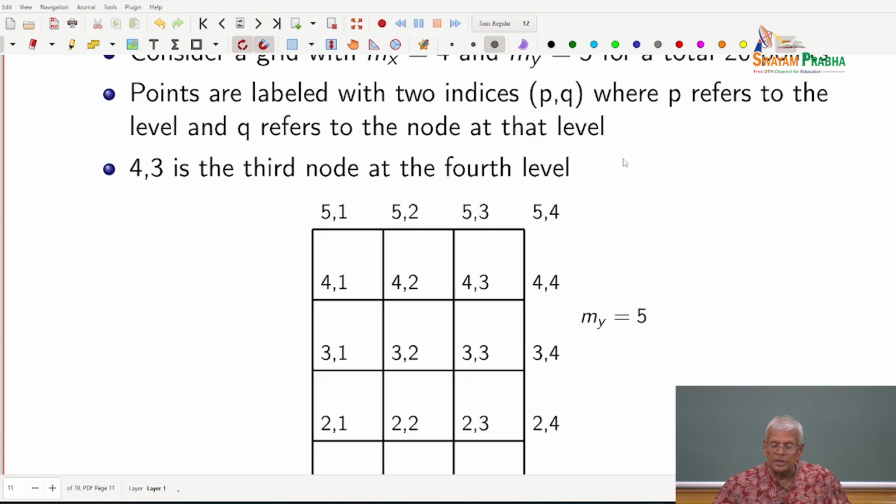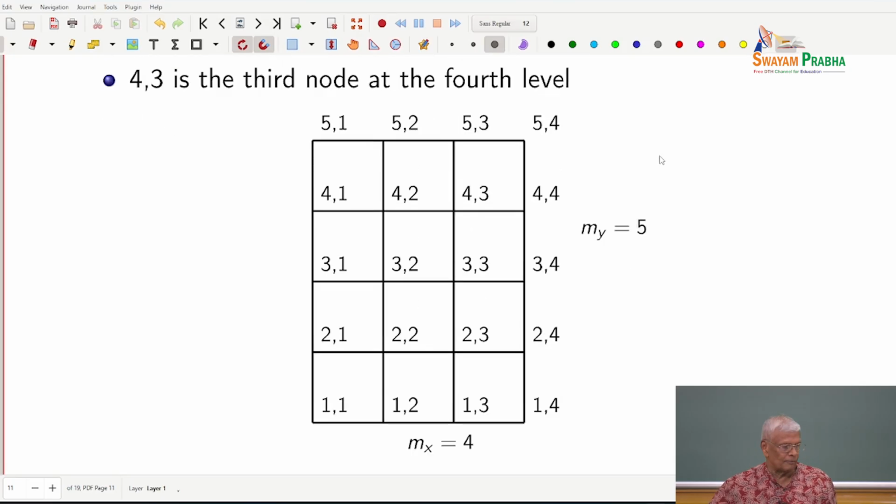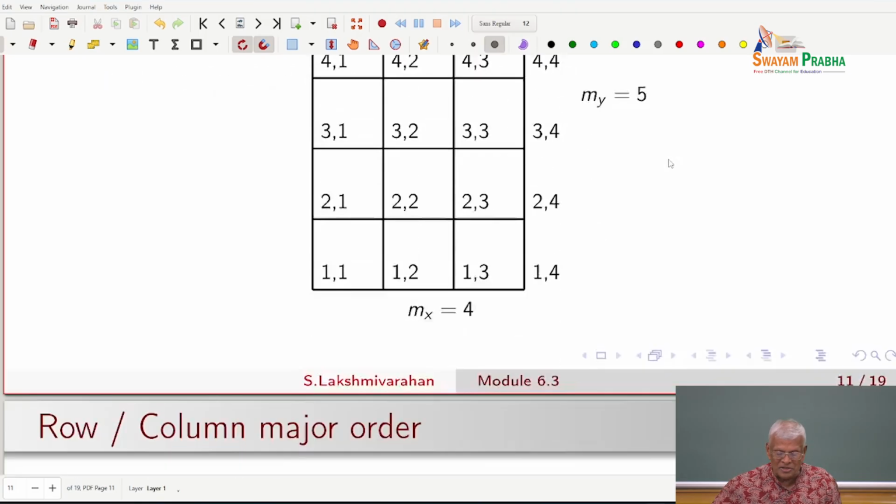Points are labeled by 2 indices, p, q. p refers to the level, and q refers to the node at that level. So you can see there are 5 levels, with 4 nodes in each. So I can write this as 1 1, 1 2, 1 3, 1 4. This is called the double index representation. nx is 4, mx is 5. But I would like to collate this into one single vector x of size 20.